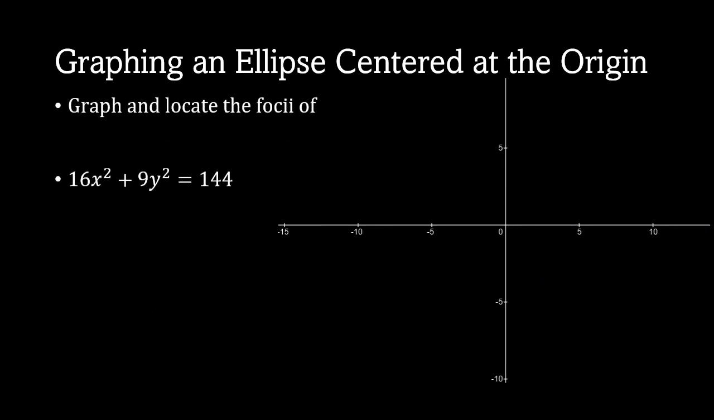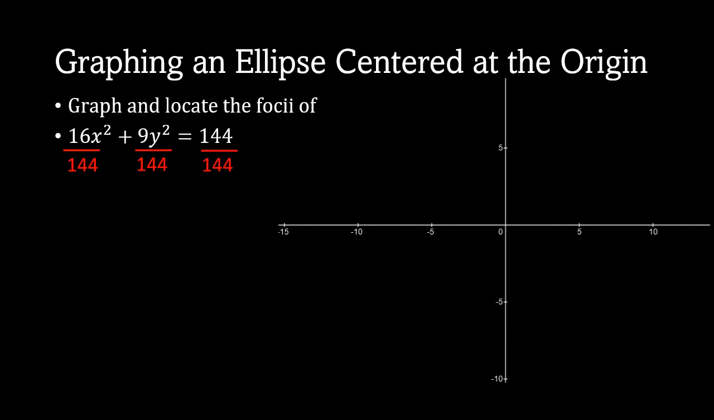Another example, we need to graph and locate the foci of 16x squared plus 9y squared equal 144. Therefore, we're going to divide each term by 144. So we're going to get x squared over 9 plus y squared over 16 equal 1. Still, 16 under y squared is greater than 9 under x squared, so that's a vertical ellipse. So my vertices and foci are going to be on the y-axis. So always we get the coordinates of the foci by subtracting a squared minus b squared.